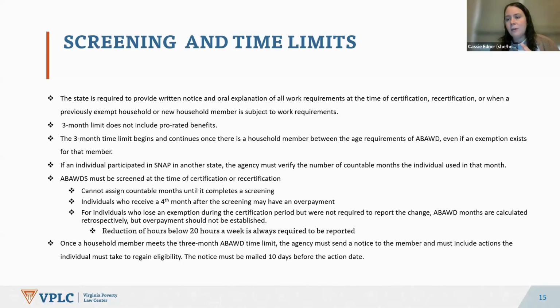Individuals that are screened and have that count clock started can get an overpayment if they receive SNAP benefits for that 4th month. However, individuals who lose exemptions during the certification period but weren't required to report the change, their ABAWD months would be calculated retrospectively, but there should not be an overpayment assessed to that individual, as long as they were not required to report the change. And we'll talk in additional slides about the reporting requirements, because I think that's really important when you're talking about the error rates. It's what the actual reporting requirements are.